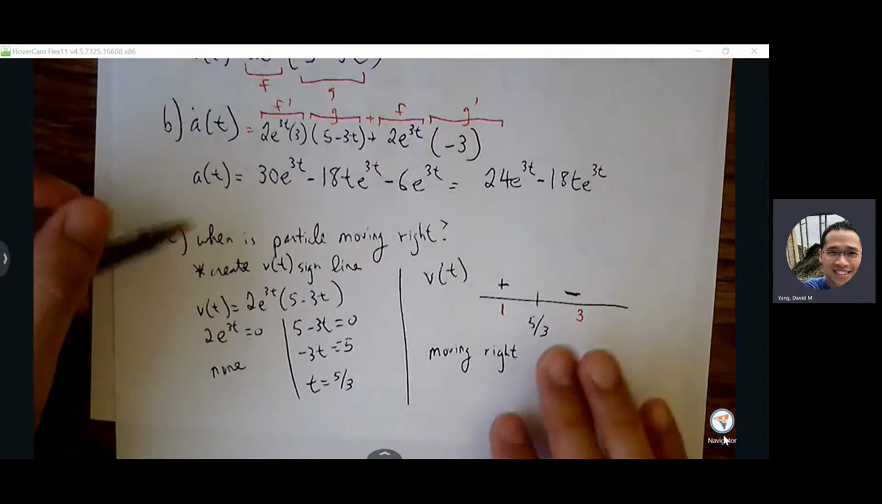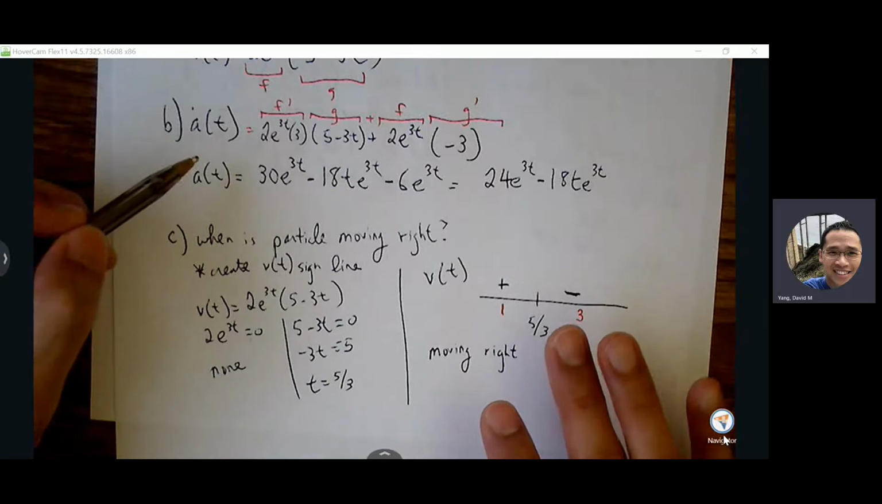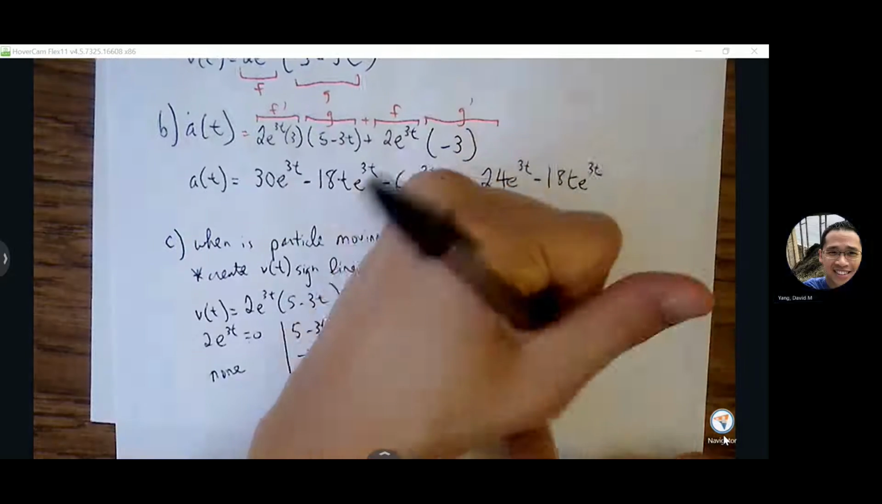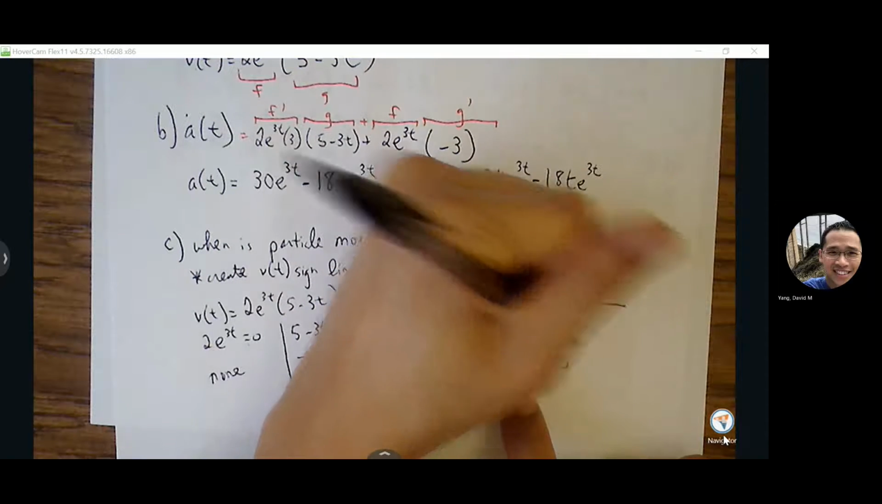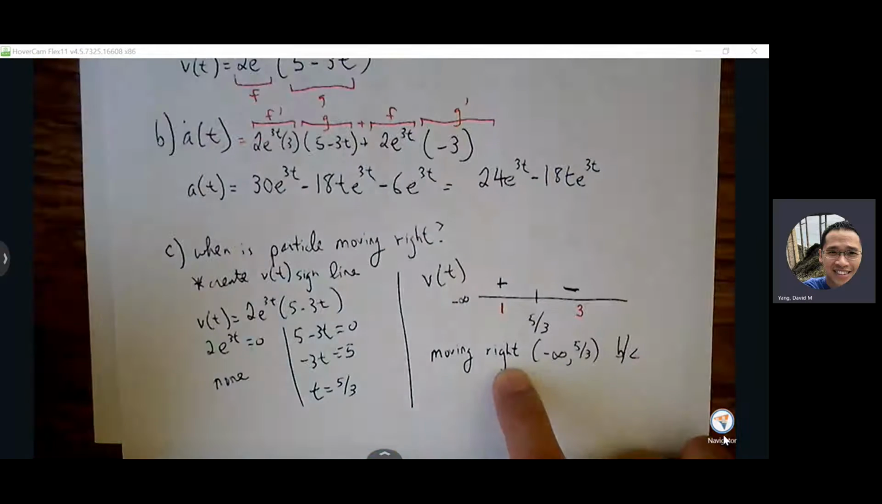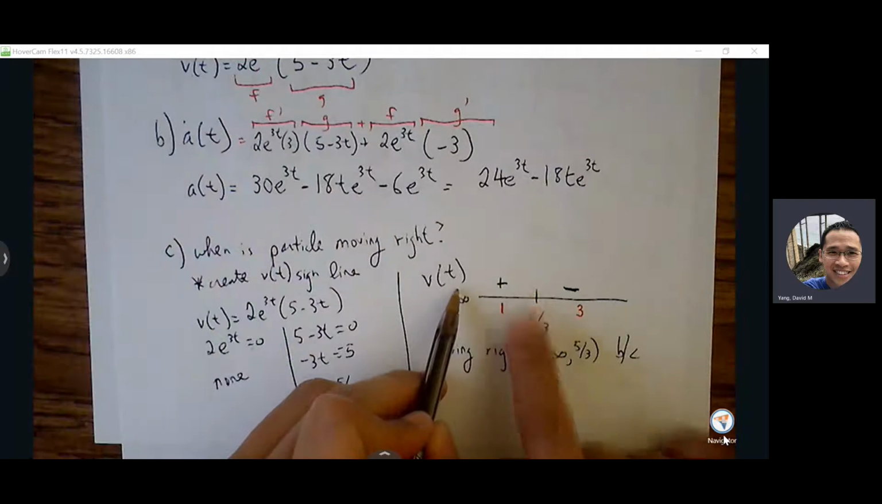Now, at the beginning of this problem, it says that this position is for all real numbers. So this is going to stretch to negative infinity on this side. Okay, the reason it's moving right is because velocity is positive. Velocity is greater than 0.